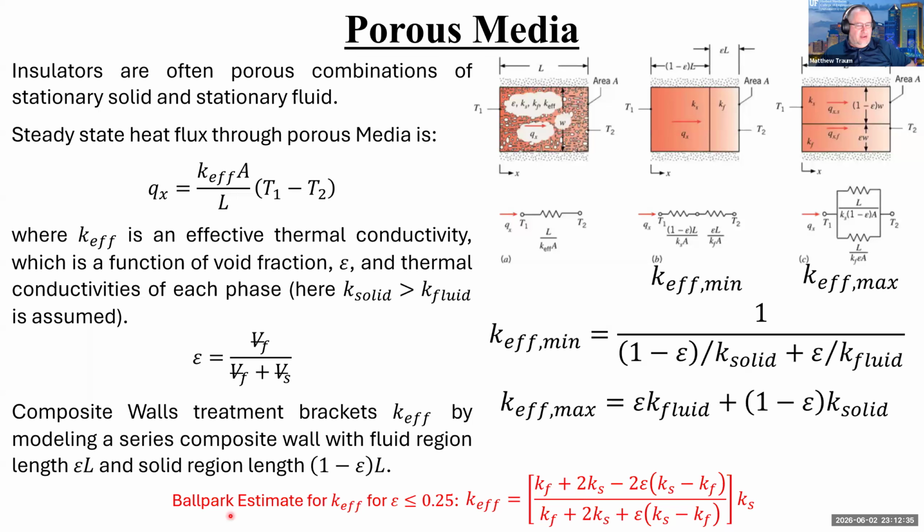The book also gives, I'll use the word ballpark estimate, for K effective, which is true for void fractions less than or equal to about 0.25, so 25%. And what it says is that, I'm not even going to try to read this, K effective is this divided by this multiplied by the thermal conductivity of the solid phase. So by the way, F is for fluid and S is for solid, if I didn't mention that before. So this is an equation out of the book that you can use. Again, it gives you a ballpark estimate for K effective. If you find that the minimum and the maximum are so far apart and you need a value that kind of splits them, this is what the book recommends to use for this.